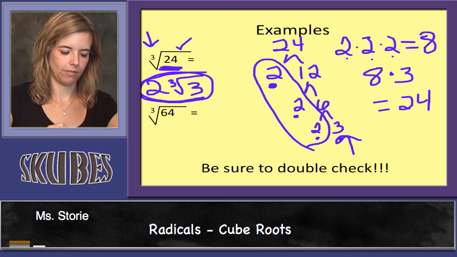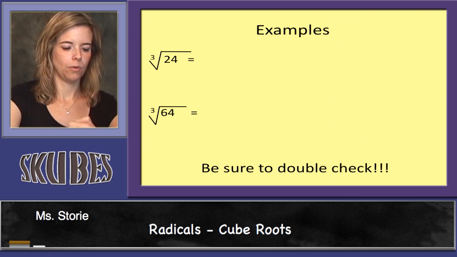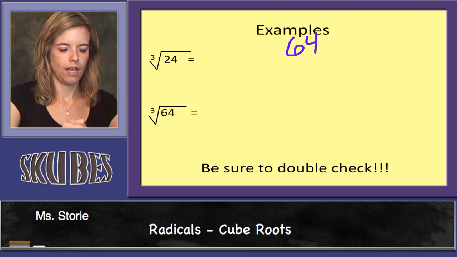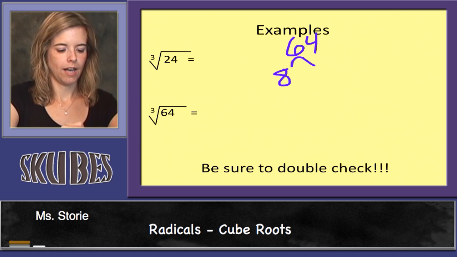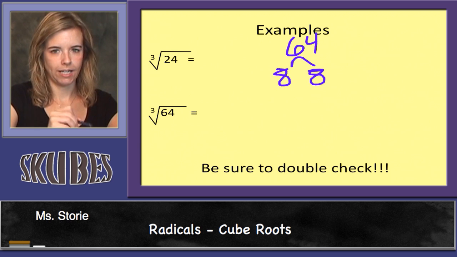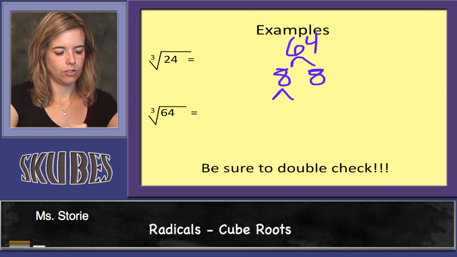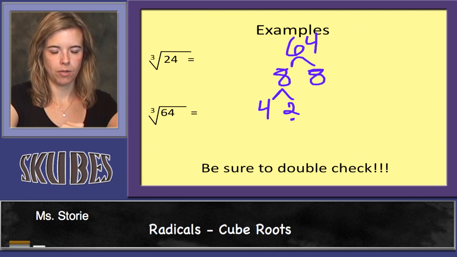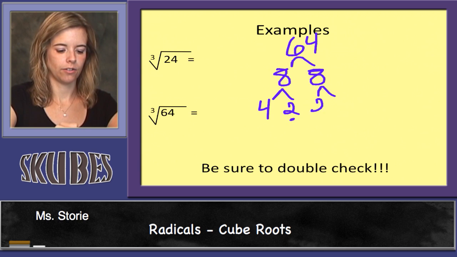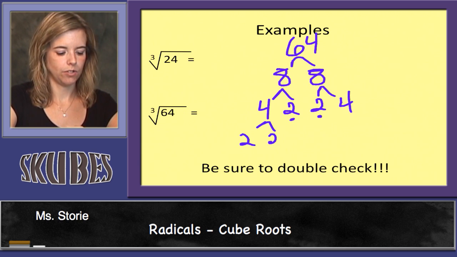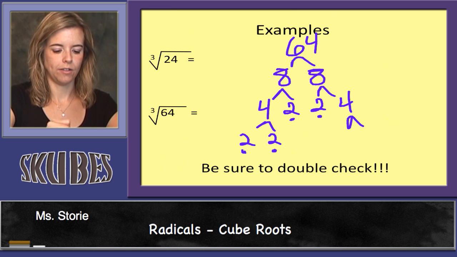All right, let's try the next one. We're going to take 64 and break it down into primes. I know that it's a perfect square, but I need to keep breaking it because I'm not looking for pairs, I'm looking for triplets. So now I have 4 times 2, prime number, and another 2 prime and 4. Let's break 4 down. We have 2 and 2, and then 4 is 2 and 2.